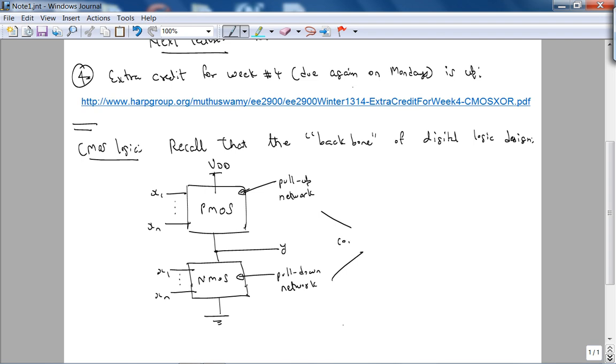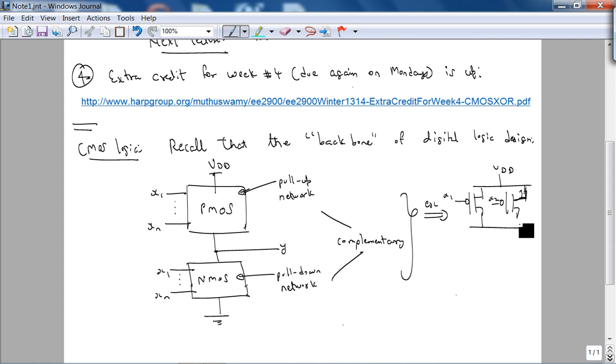Recall that the PMOS is the complement of the NMOS, in the sense that if the input to the PMOS is 1, it's off. If it's 0, it's on. An example: let's just do the inverter. Actually, let's do something less trivial than the inverter. Consider this logic gate, which we covered before break. Let's call the inputs X1 and X2. If these PMOS transistors are in parallel, the NMOS are in series, and again vice versa. You can figure out what logic function this is.